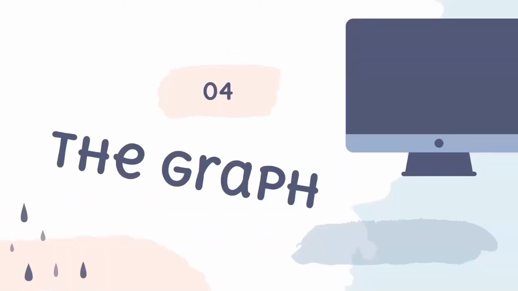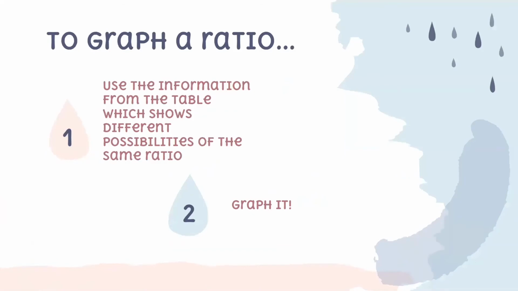Number 4, the graph. To graph a ratio, the first step is to use the information from the table, which shows different possibilities of the same ratio. The second step is to graph it.